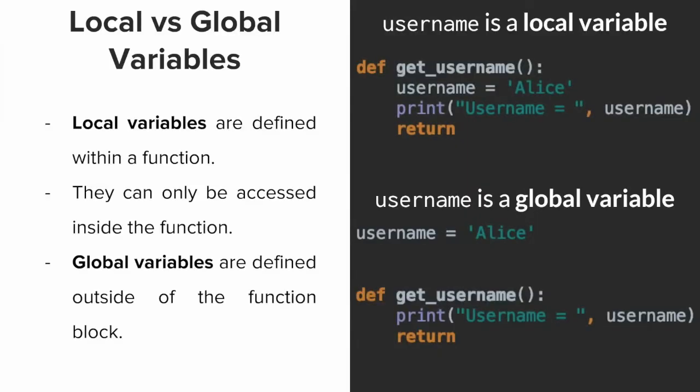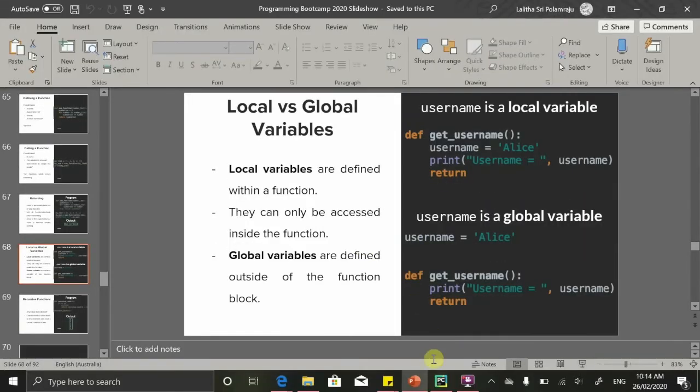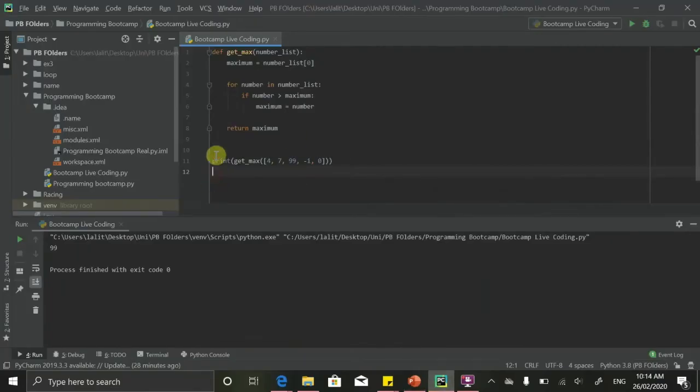Now, there are different types of variables in a program. There is a local variable and a global variable, and this is called the scope of a variable. Local variables are defined only within a function, so for example, username over here. They can only be accessed inside this little function, and they really don't exist outside of that block. Global variables, on the other hand, are defined outside any sort of block, and they can be accessed from anywhere within the program. So let's just try an example with that.